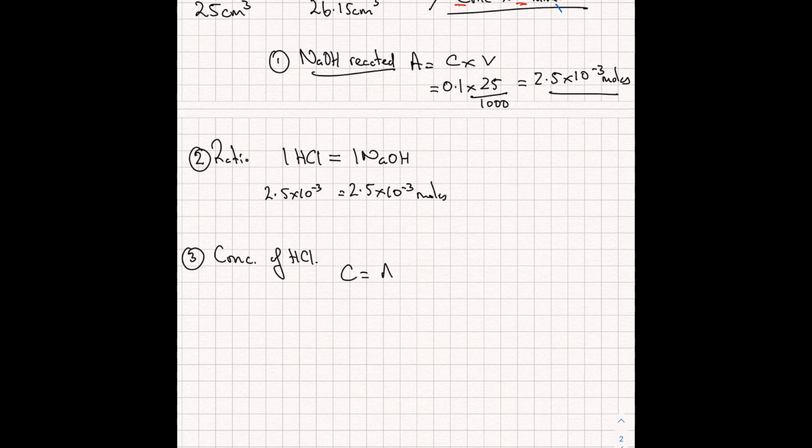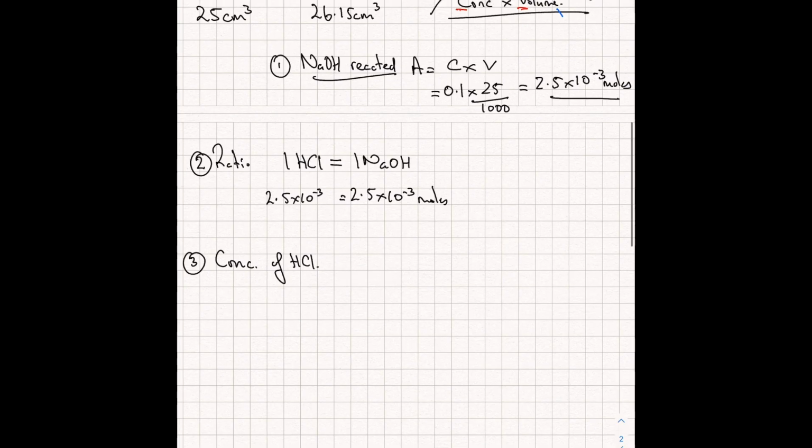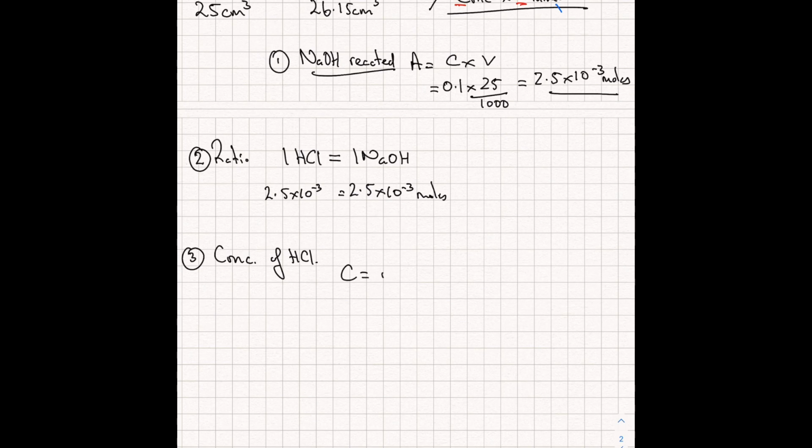This is the amount. If you go back up to our little triangle, finding the amount is concentration times volume. So we've got 0.096 times 27.3, but remember, that has to be divided by 1,000 to get it into decimeters cubed. Putting that into my calculator, 0.096 times 27.3 and then divided by 1,000 is 2.62 times 10 to the power of minus 3 moles.